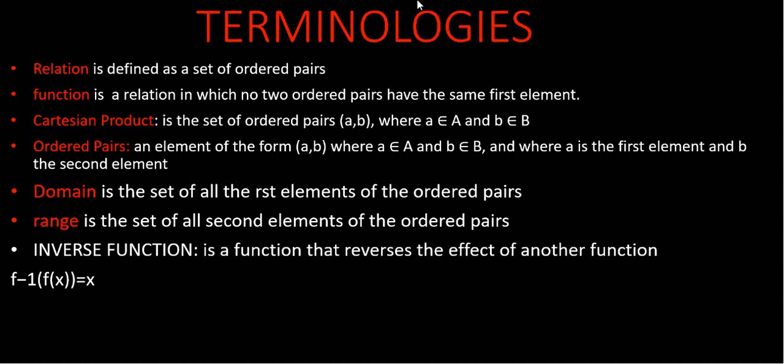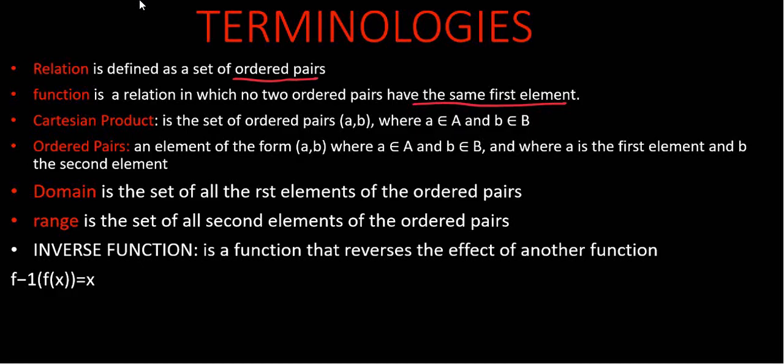The first one is what we call a relation. A relation is defined as a set of ordered pairs. What is a function? According to my definition, a function is a relation in which no two ordered pairs have the same first elements. So the key here is having the same what? The first elements. That is the key of the function.